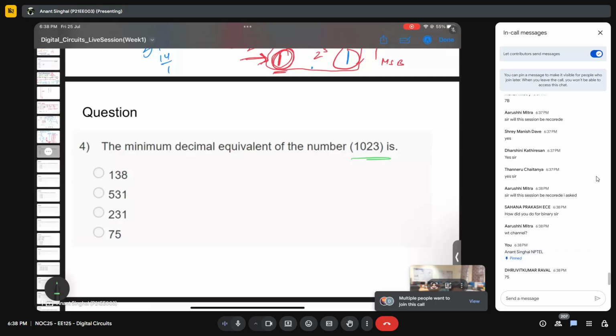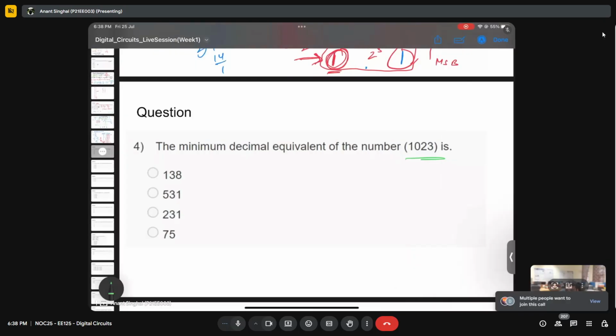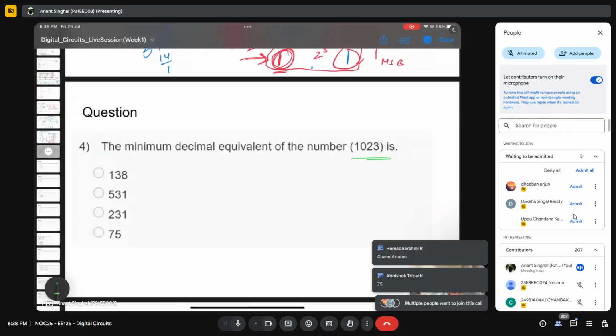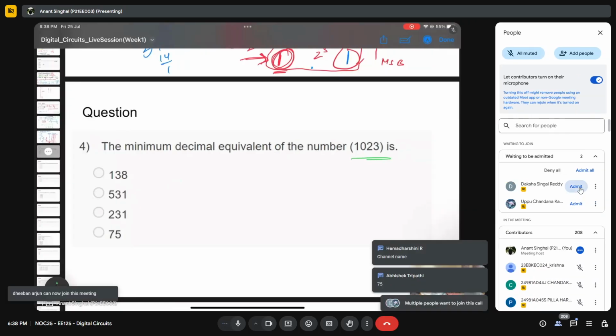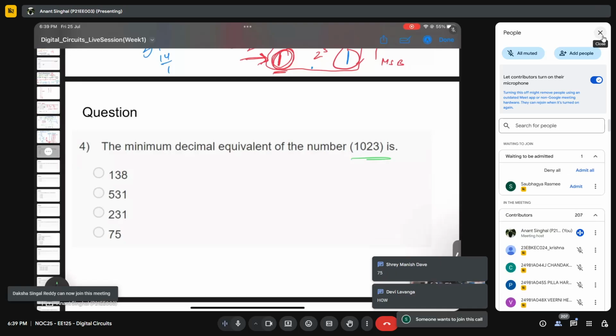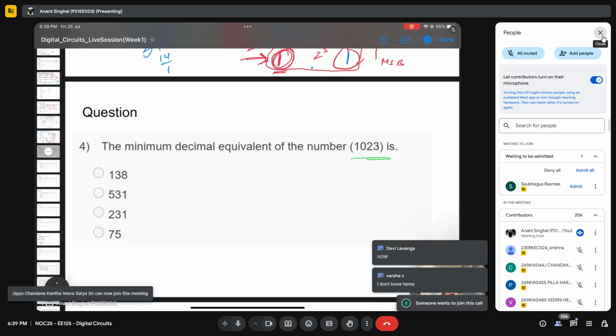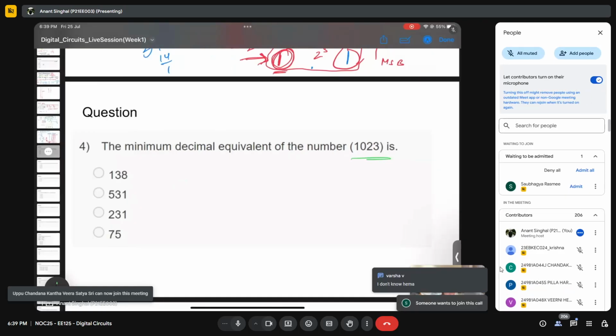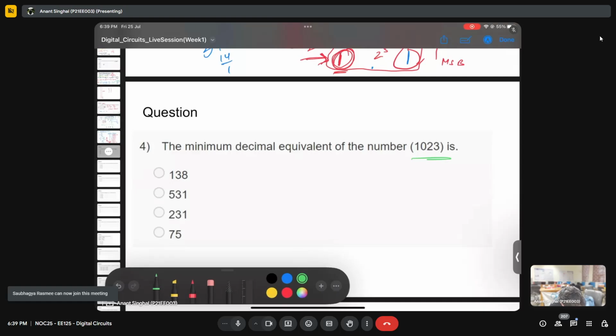So I see already our answer is 75. Okay, that's good. So can anyone tell how they have done it and how they are getting 75? Okay, so let me try to solve then if you are not willing.